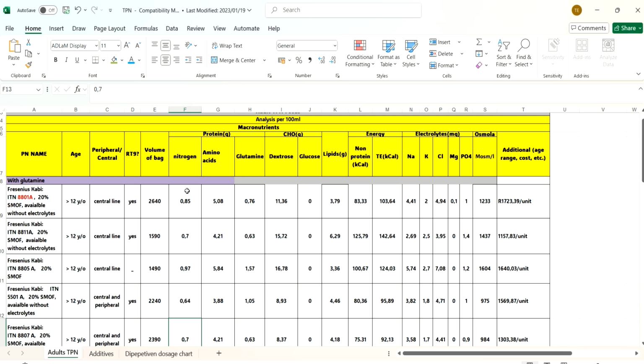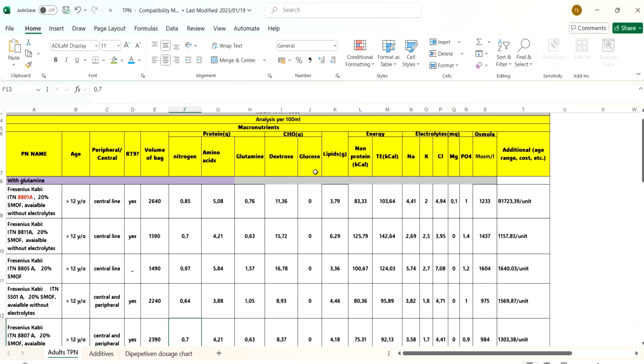So all of this information is on your parenteral nutrition charts or the detailers that the companies have given you. So you can get all of the information from there. So this category is with glutamine. So we've added in the glutamine. With carbs, there's dextrose and glucose. So you indicate the amounts accordingly again.